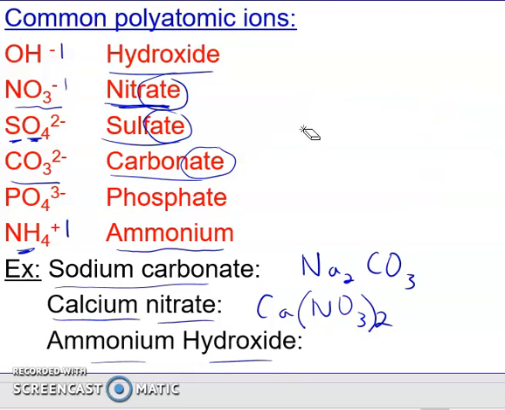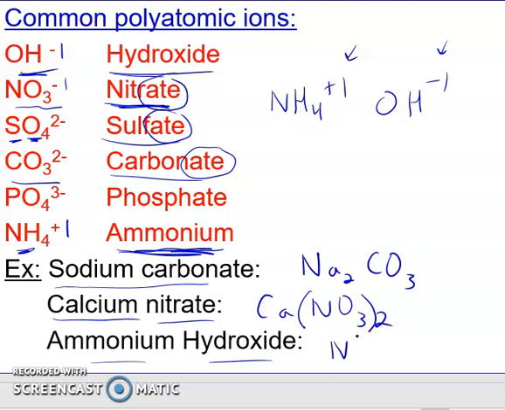And this one actually contains 2 polyatomic ions in it. So ammonium is given to us here as NH4 plus 1. So that's going to be our cation portion. And then hydroxide is given to us as OH minus 1. That's our anion portion. Notice they're plus 1 and minus 1, which means they're balanced out. You just need one of each.